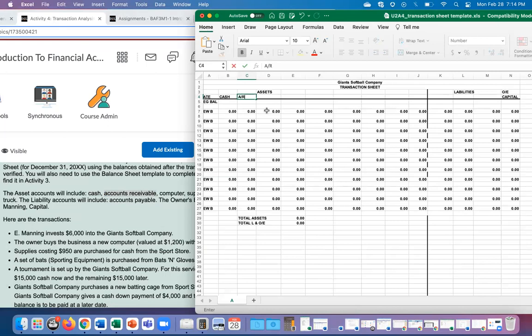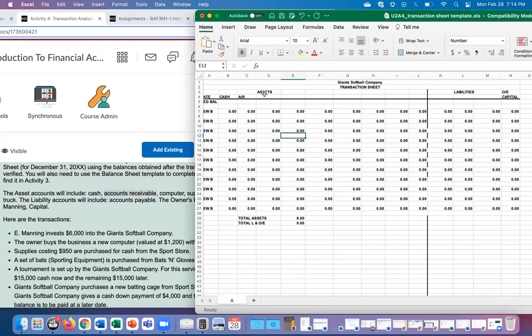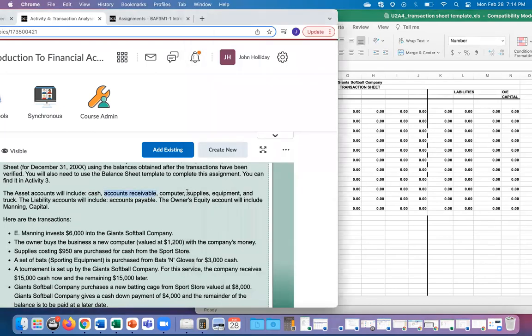Not a question mark R, but A/R. The next one is computer, which is an asset. We own the computer. We use it to do our work. So that will be an asset, something that we use and we own.